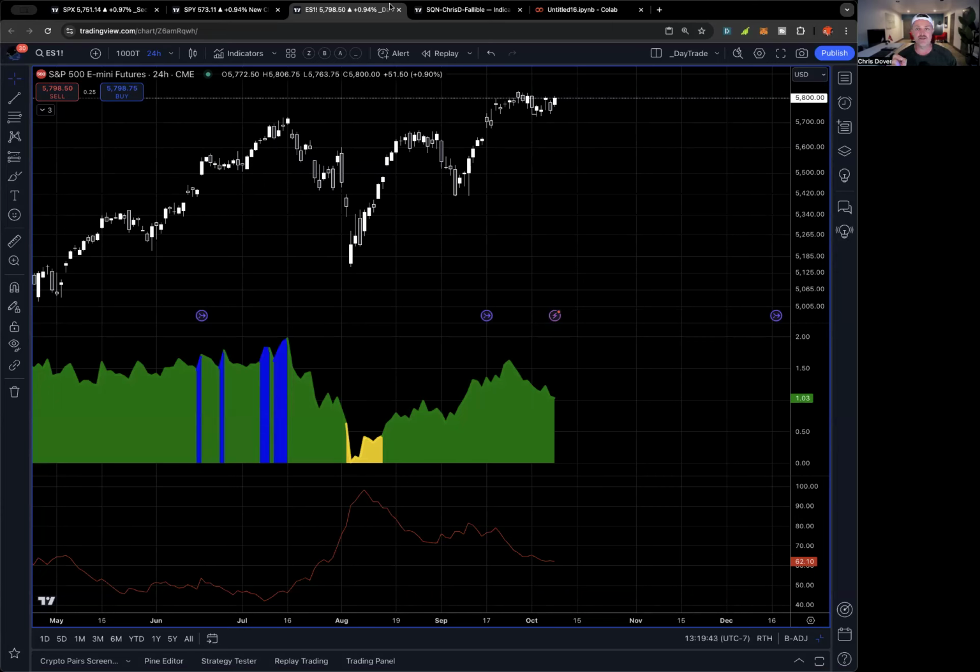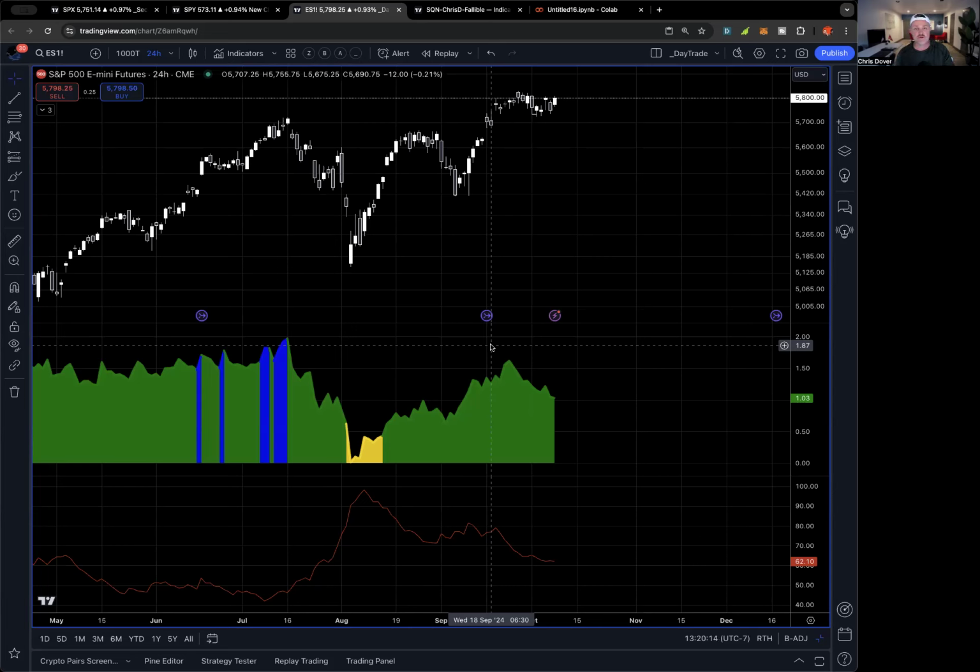This is a daily chart of the S&P 500 futures. What we see, price up here on top. This middle section is the SQN indicator that I'm always talking about. It's free on TradingView. Go find it under my name. It's the one with the most likes, I believe. Works great. All its job is, though, is to just tell you the current market environment, what to expect.